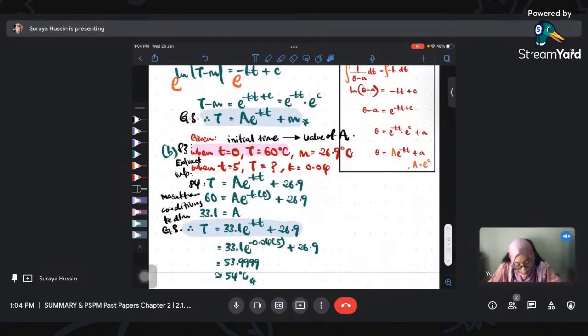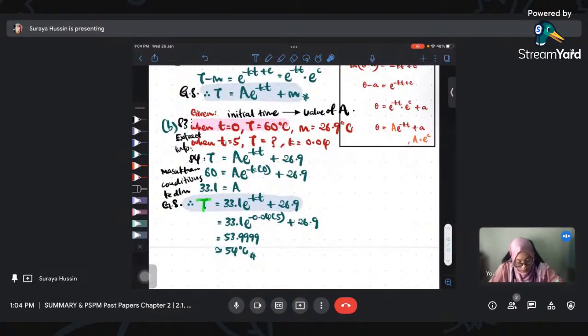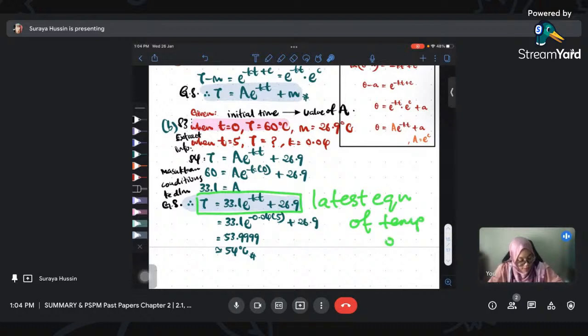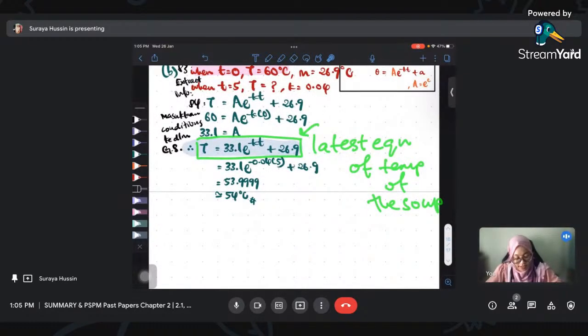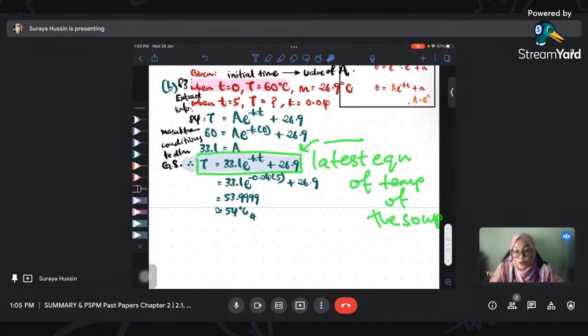Dia minta when the time is 5 minutes, what is the temperature of the soup? The temperature of the soup, this is the temperature of the soup. This is the equation. This is the latest equation of the temperature of the soup. Bayangkan, dia tengah pasal soup je pun. So we do a lot of maths in there. Okay, so it's very interesting. You know, you use maths to find the temperature of the soup. Okay, you sampai you create the equation by yourself. Of course lah, kena pakai Newton's law of cooling punya method.